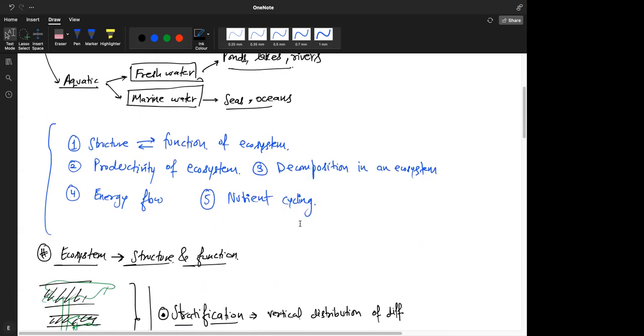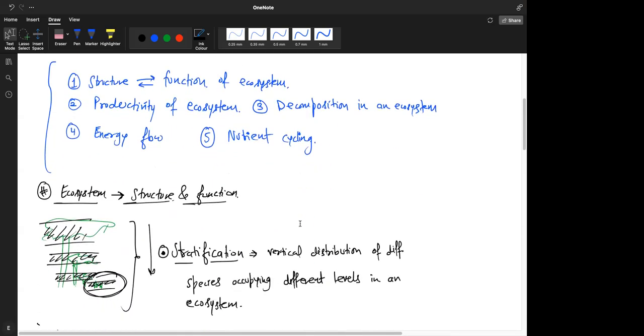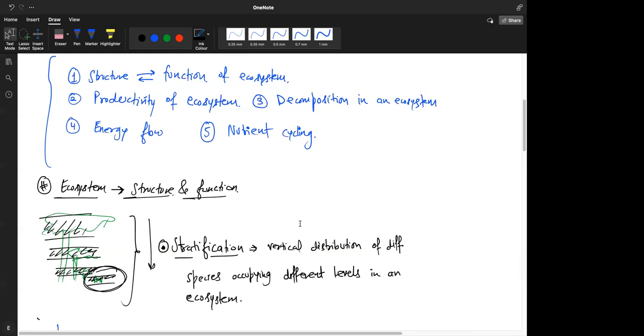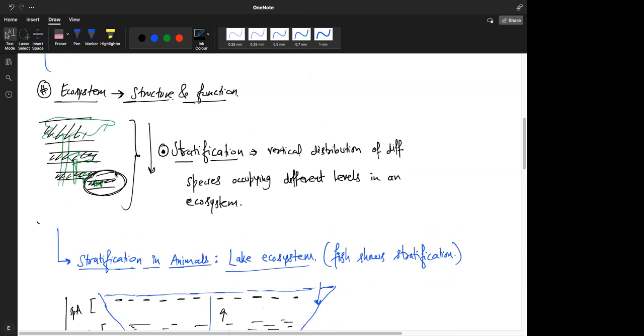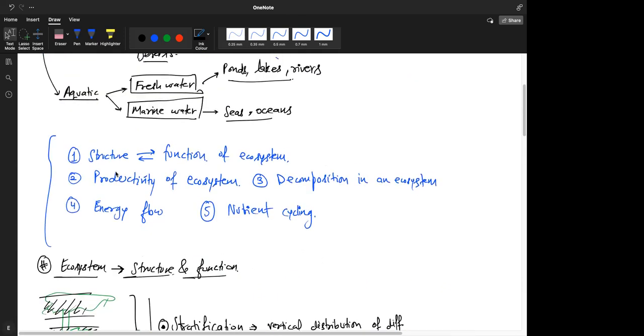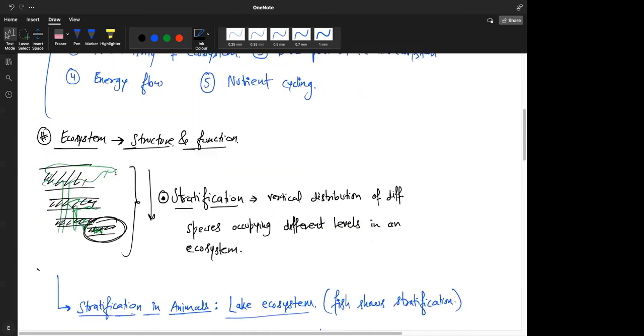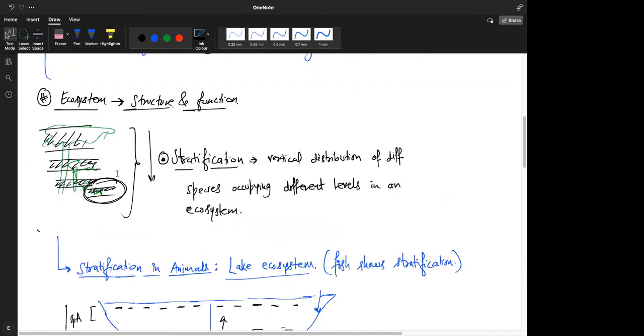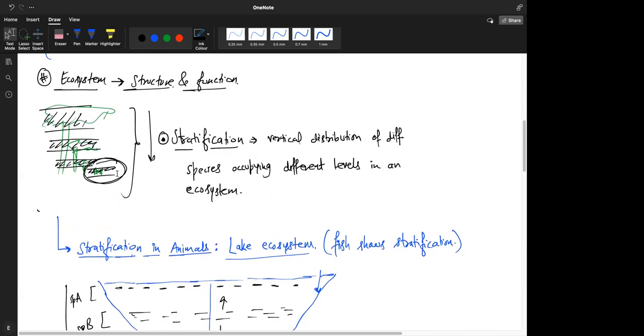Then we learned about the structure and function of an ecosystem. We learned about the different types of components, specifically biotic components, which are the living organisms in the ecosystem, and abiotic components, which are the non-living components such as wind, water, etc. Then we learned about stratification, which is the vertical distribution of different species. They occupy different levels. An example is in a forest, some trees are taller than others, so they occupy different layers of the forest. The trees occupy the top layer, and herbs and grasses occupy the lower layers.